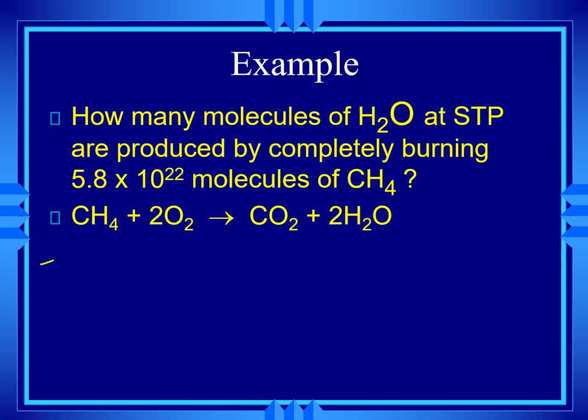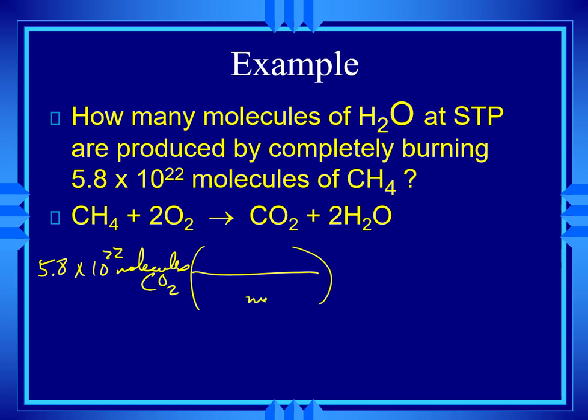So I start where I start them all, 5.8 times 10 to the 22nd molecules. I want to get rid of molecules of CO2. Oh, is it CH4? That's CH4, sorry. I don't know why. Luckily, I haven't done anything that's going to affect that yet. CH4. And molecules I can turn into moles, right? Molecules become moles. CH4, because 1 mole is Avogadro's number.